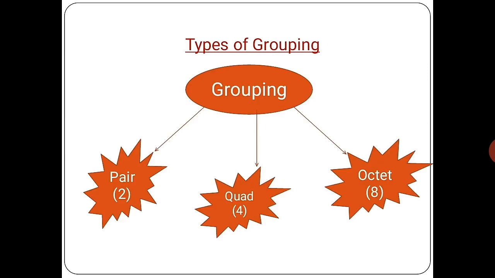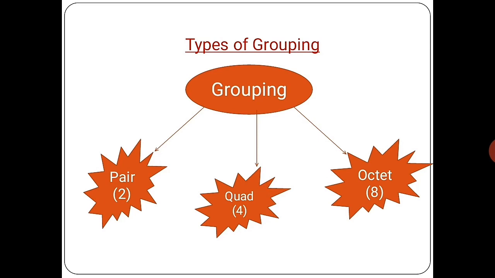First we should know the types of grouping. We have 3 types of grouping. In general we group adjacent cells, not diagonal cells. So first we should know that: we group the adjacent cells.